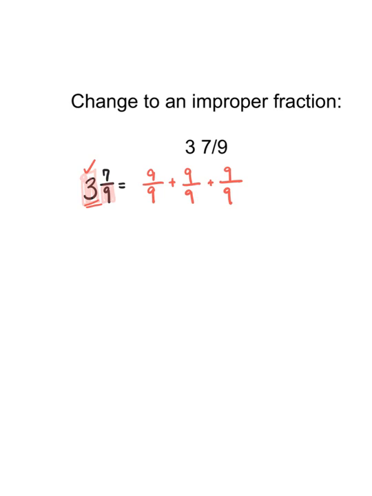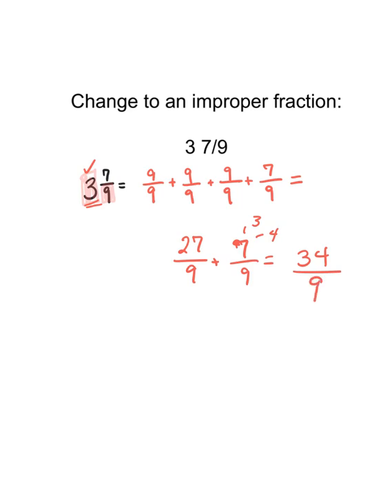So that takes care of that. Then I can't forget my 7/9. I need to include that as well. So here I have 9, 18, 27/9 plus 7 more 9ths. Let's see, 27 plus 3 more would get me to 30, plus 4 more would get me to 34/9. So 3 and 7/9 is equivalent to 34/9.